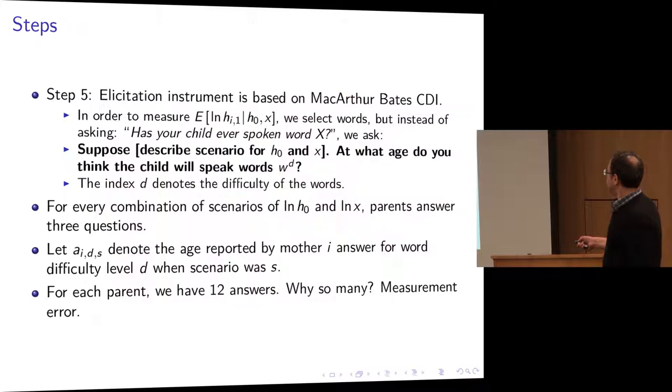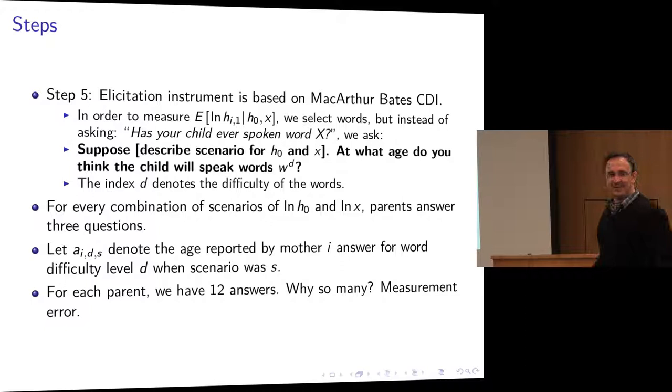Okay. And now the elicitation instrument is going to be done like this. Suppose, given scenario for age 0 and X, at what age do you think the child will speak the words that are easy, the words that are moderately difficult, the words that are hard? Okay. So for every combination of age 0 and X, the parents answer three questions. I'm going to call A, little i, little d, little s, the age reported by mother i for word difficulty level d, where scenario was s. So I'm going to have 12 of those.